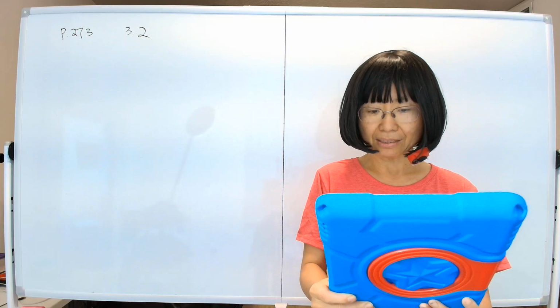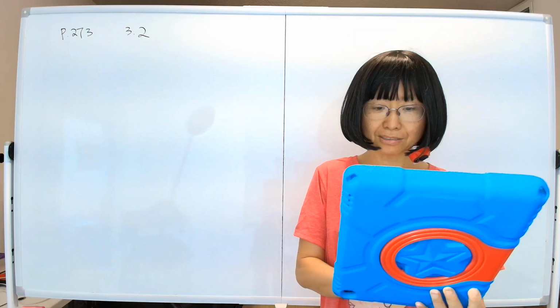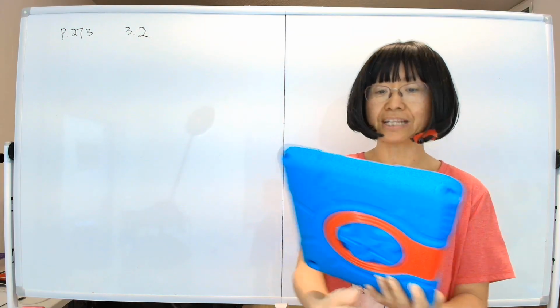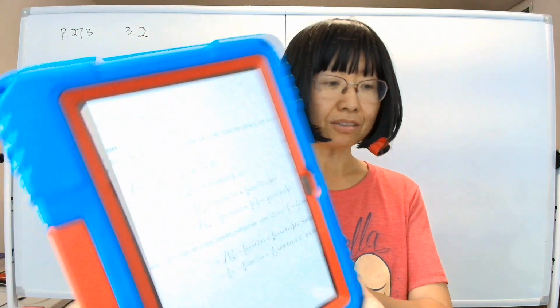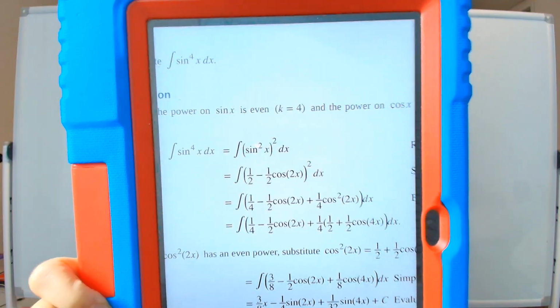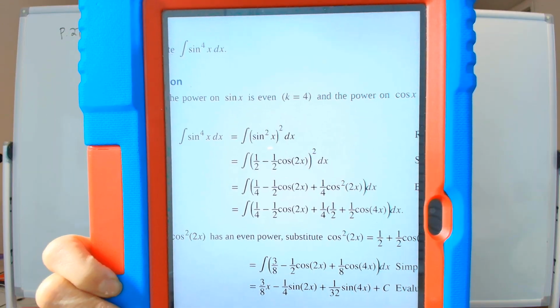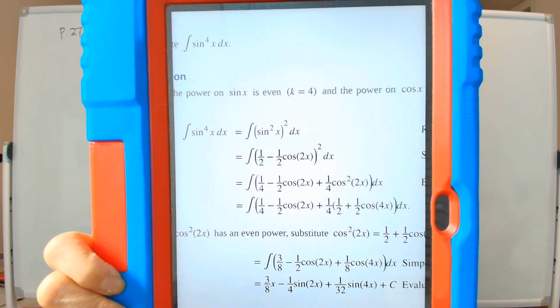So to do that, let's see. All right, there's no way around this, so let's just do it. What you can see is you follow the formula. Sine to the fourth you reduce to sine squared, and each sine squared then becomes the cosine.